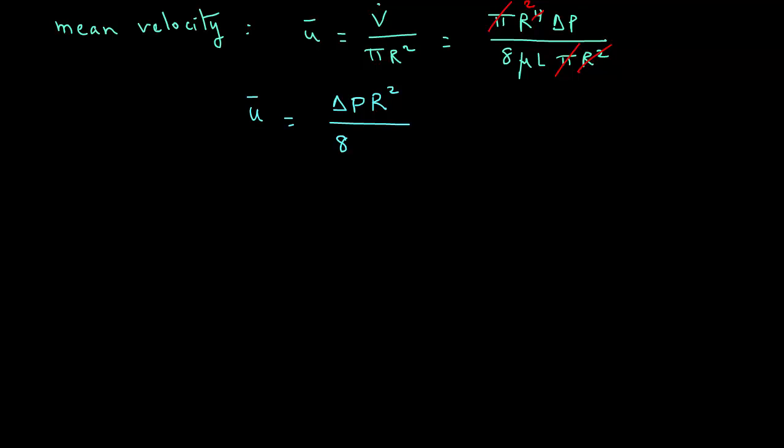So in case of a pipe that has a radius uppercase R, when you know the pressure drop delta P, you know the viscosity of the fluid, you know length of the pipe, you can calculate the average velocity using this formula. Now this expression is also called the Poiseuille law.